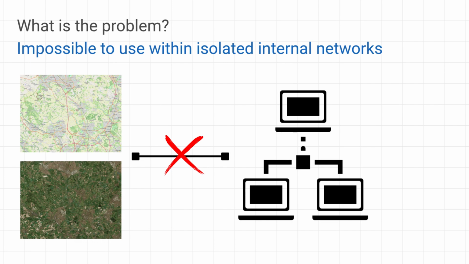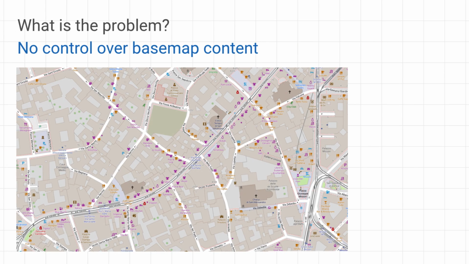Another problem is control. The basemap content is managed entirely by the provider, so you cannot decide which objects should be displayed. With raster tiles, you also have no control over the visual appearance of the map.